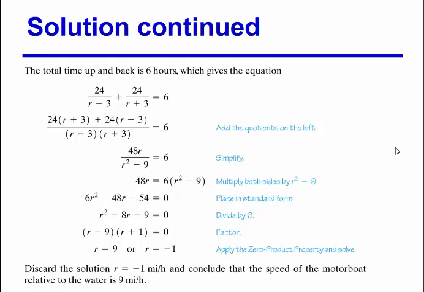So we go ahead and combine the fractions. We get 48r over r squared minus 9 is equal to 6. Multiply both sides by r squared minus 9. Multiply out the 6, and we get a quadratic, which is 6r squared minus 48r minus 54 is equal to 0. We're going to divide by 6, so we just have a simpler quadratic to deal with, and we end up with r minus 9 and r plus 1. We apply the zero product property, so r is equal to 9 or r is equal to -1. We're going to get rid of the -1 miles per hour. That doesn't make any sense, and conclude that the speed of the motorboat relative to the water was 9 miles per hour.